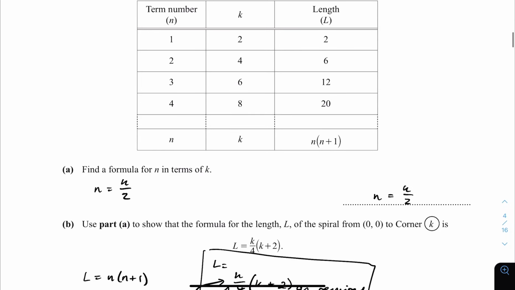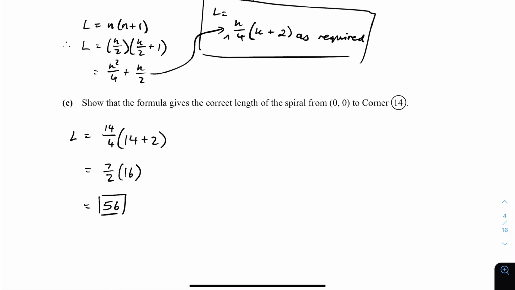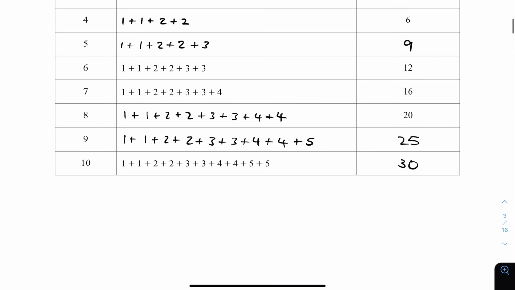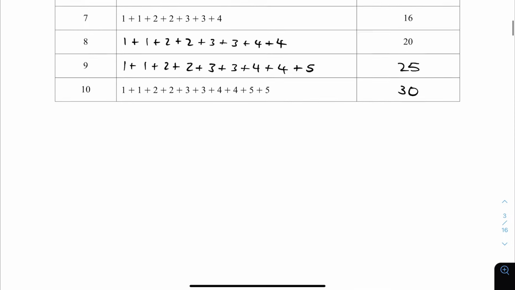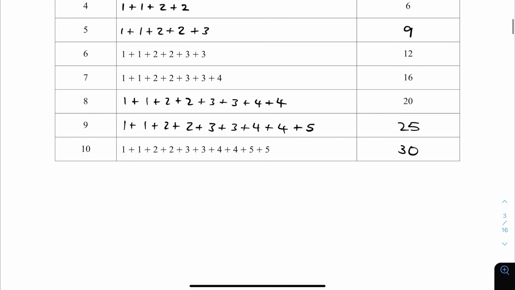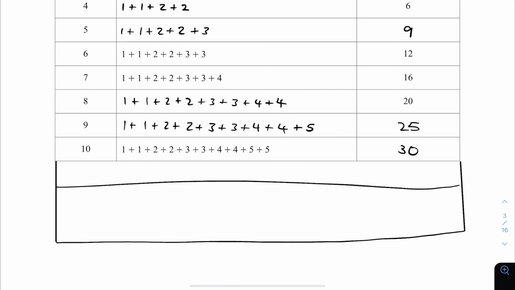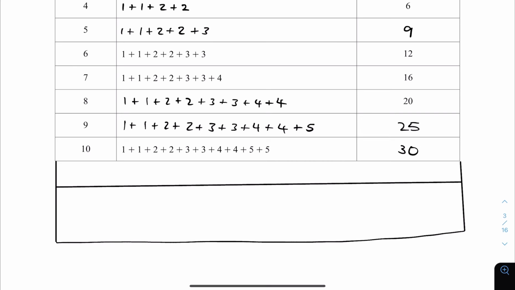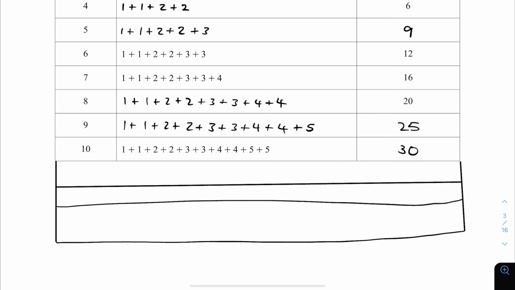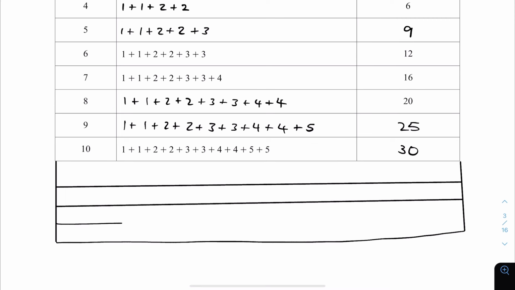So it says to show that it gives the correct length of the spiral from 0, 0 to corner 14. So we need to actually calculate what corner 14 is. So for corner 14, what we can just do is add some extra rows down here, just to make sure we're proving this. Because corner 14 may not be 56. How do we know that it is? So if we just make the same columns.